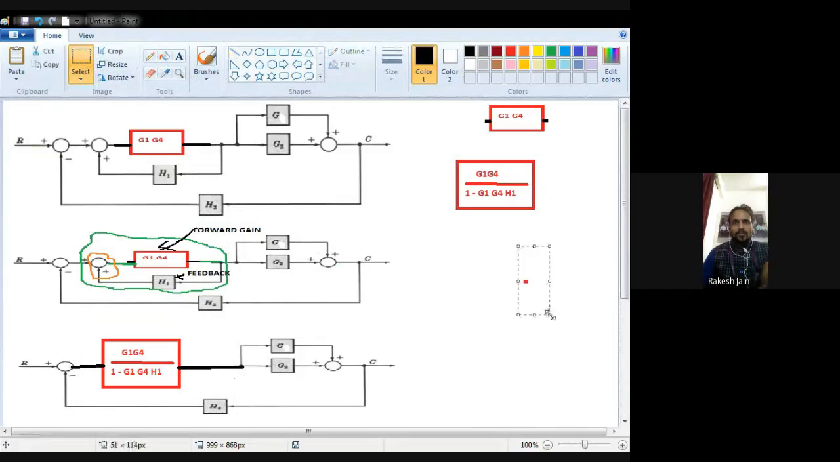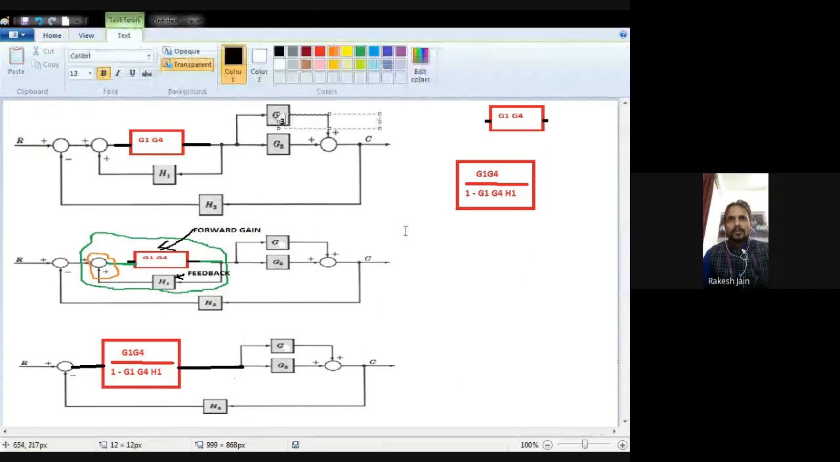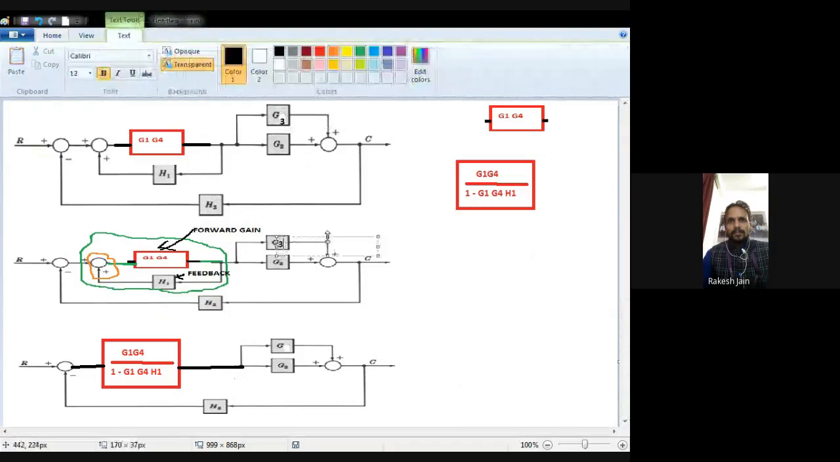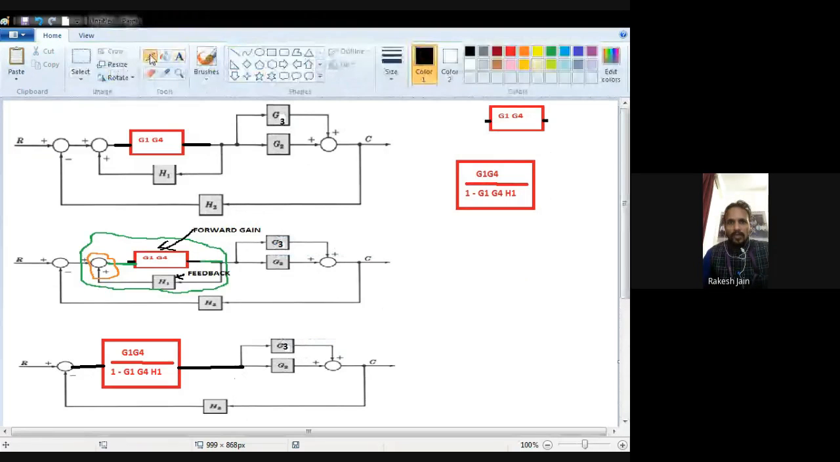See, these two blocks, what is the name? Actually the name is G3. This one is G3. Okay, so G3, see this one which I am showing you in the blue circle, G3 and G2, these two blocks are in parallel.